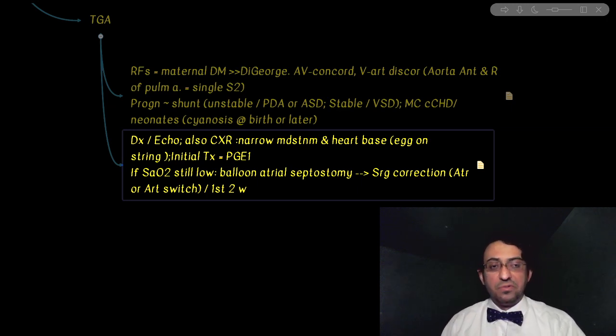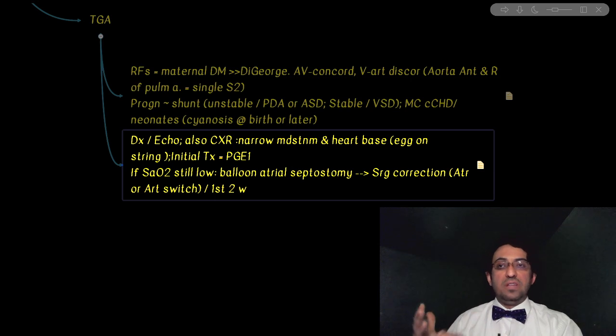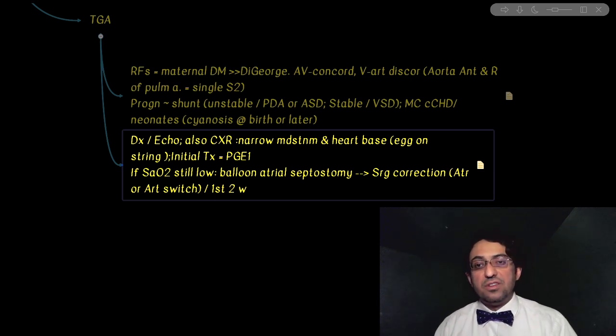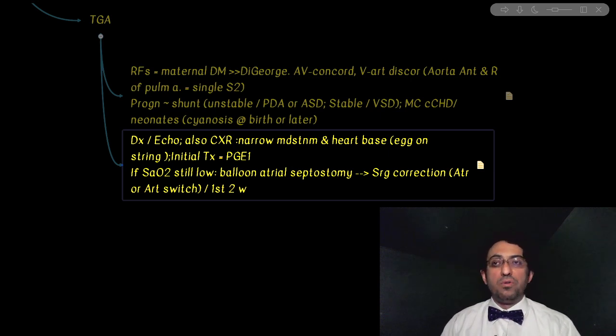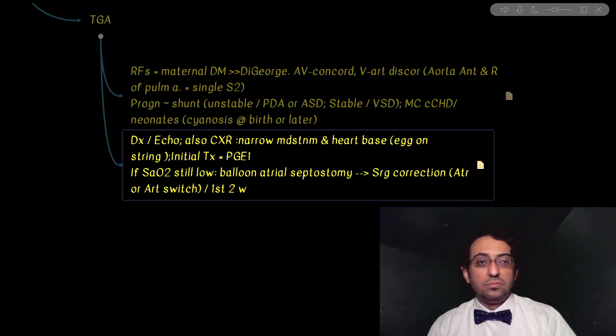However, as I mentioned, even though we categorize TGA as a PDA-dependent cyanotic condition, we need a more reliable or secondary shunt. Therefore, especially if early surgery in the first few days is not plausible for whatever reason, we need to create a secondary shunt, and that is achieved by digging a hole in the atrial septum: the balloon atrial septostomy.